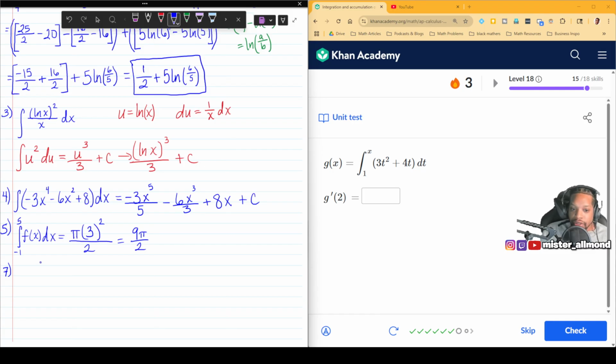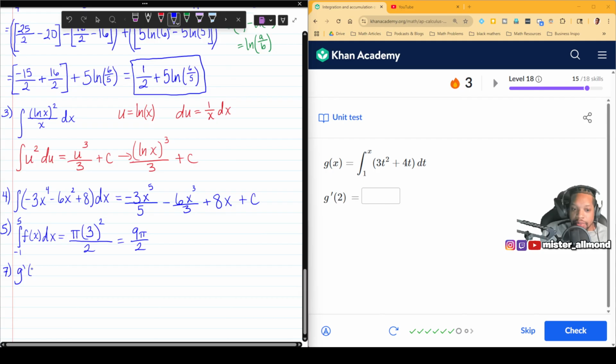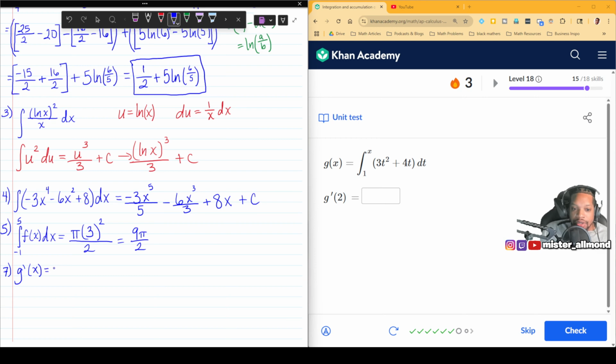So G prime, here's what I'm gonna put. Instead of G prime of 2, I'm gonna first put G prime of x, which should be equal to this right here: 3x squared plus 4x. All right, you already got the answer, bet. That's my G prime, because integrals and derivatives cancel each other out. So all I gotta do from here is literally just replace x with 2. That becomes 3 times 2 squared, which is 4, plus 4 times 2, which is 8. 12 plus 8 is 20.